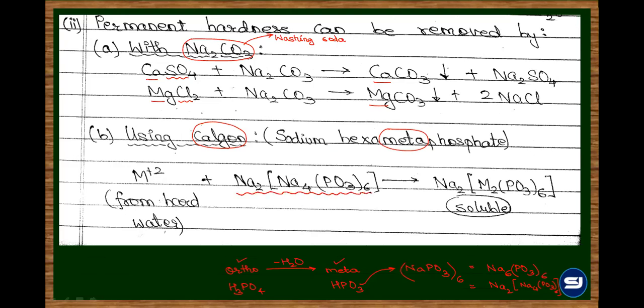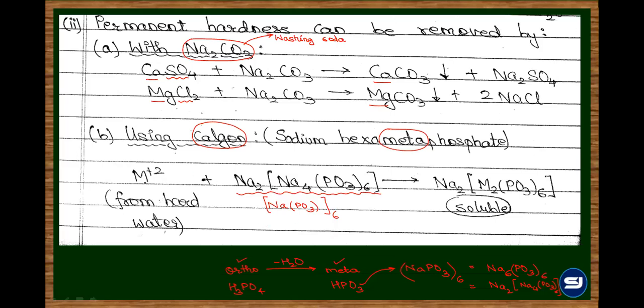Na2[Na4(PO3)6]. You can now simply remember this as (NaPO3) the whole repeated 6 times. Sorry, (NaPO3)6. Okay? Keep noting down whatever is extra and important, you can note it down over there only.